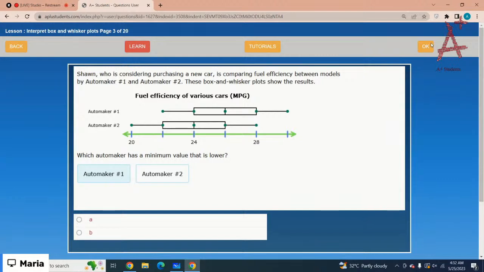Automaker 2 starts from 20. Automaker 3 starts from 22. Automaker 1 as well. So, that means Automaker 2 is the one that has the lower minimum value. Option number B is the correct option.